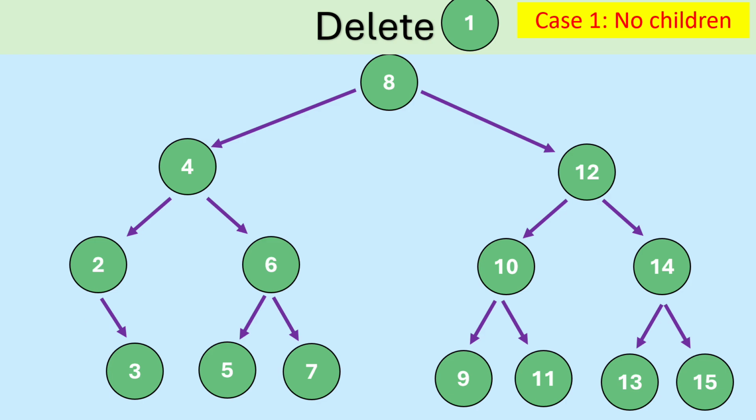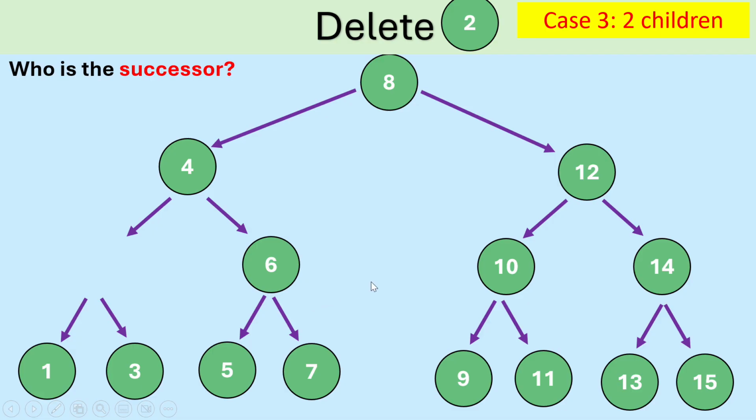Let's look at another example. What about if we want to delete the number 2? So 2 has 2 children. Now this is a little bit simple because 2 has only 2 children and it hasn't got any grandchildren. So it hasn't got any node coming out of a node. So 1 and 3 are the leaves. So in this case, you could say, what about if 1 replaces that spot?